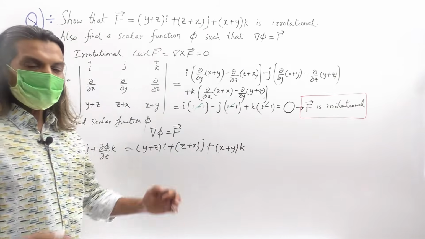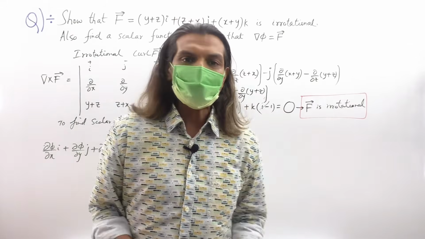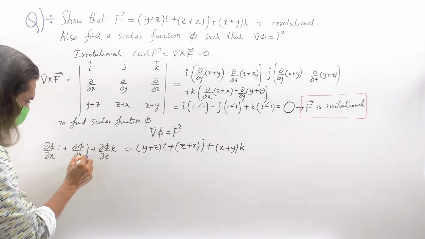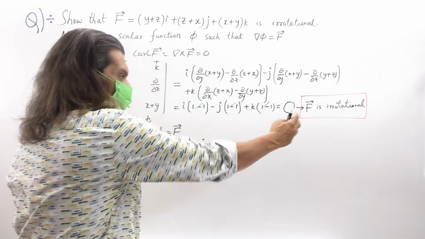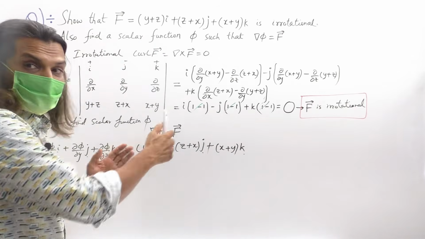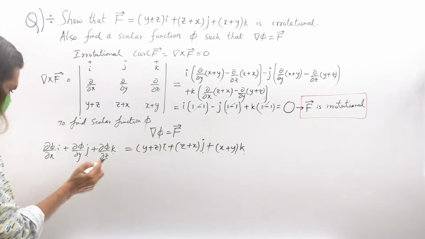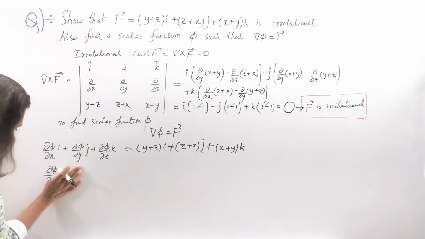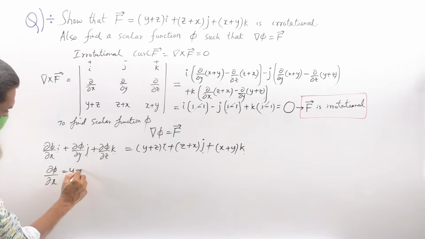Fine. Now, what are you going to do? We are going to just compare both the LHS and RHS. What are you going to compare? See clearly, there is i here, there is i here, j, j, k, k. So the equation is to equalize. We are going to compare the i's, the j's and the k's. If you compare it, what do we get? We get dou phi by dou x is equal to y plus z.